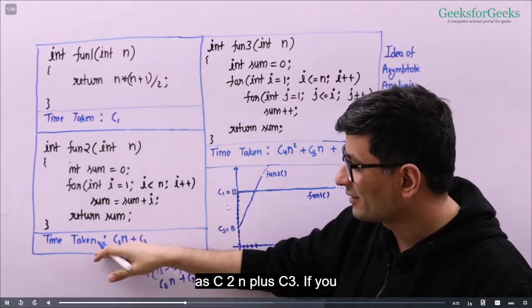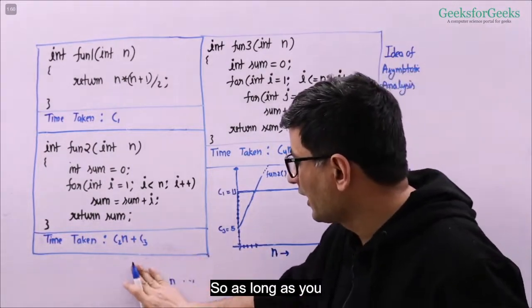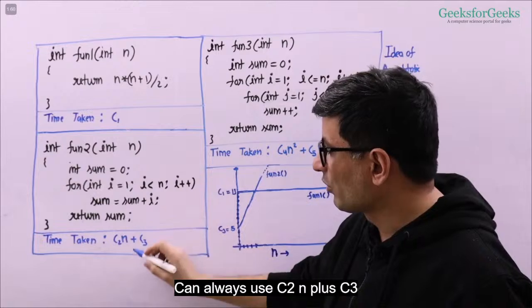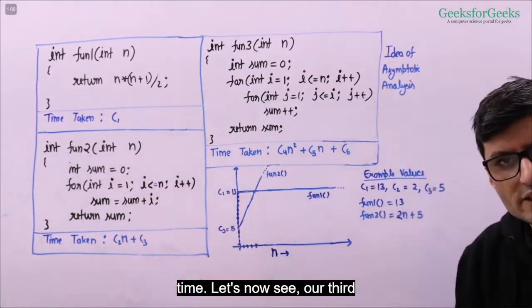it can all be written as C2n plus C3. If you have n by 2 or n by 3, then your C6 becomes C1 by 2. So as long as you have an expression in terms of n here, you can always use C2n plus C3 for such loops. So this function is going to take this much time. Let's now see our third example.